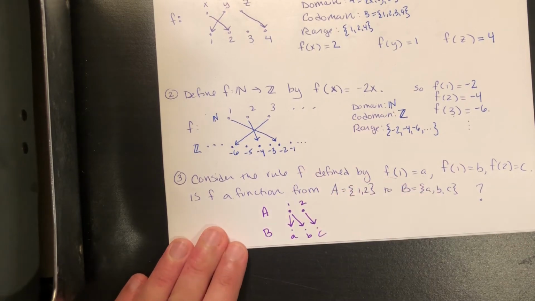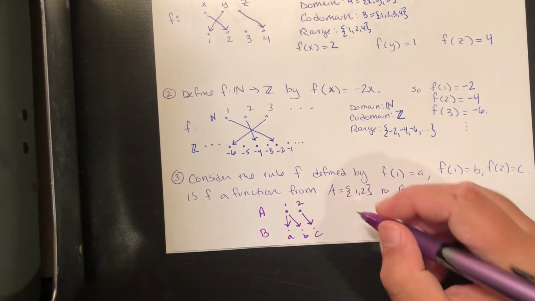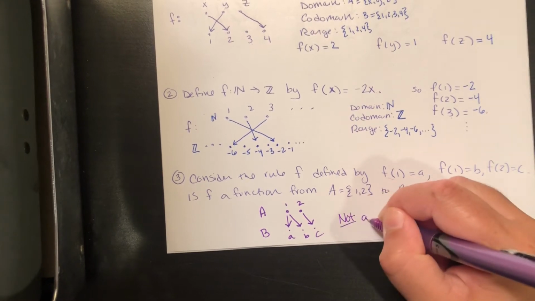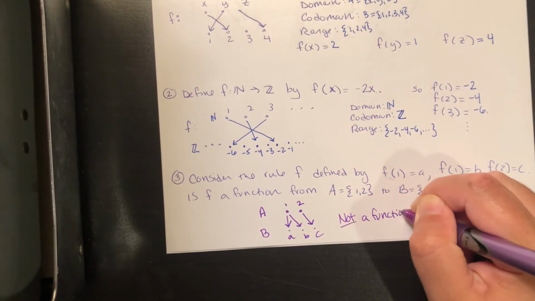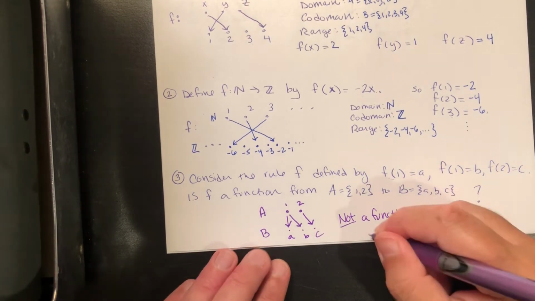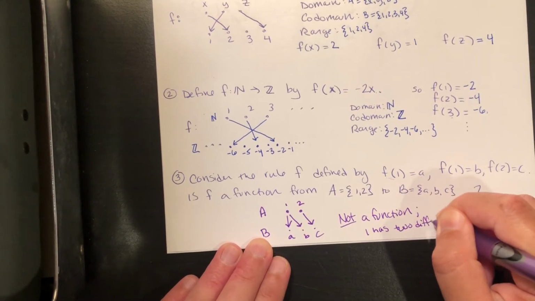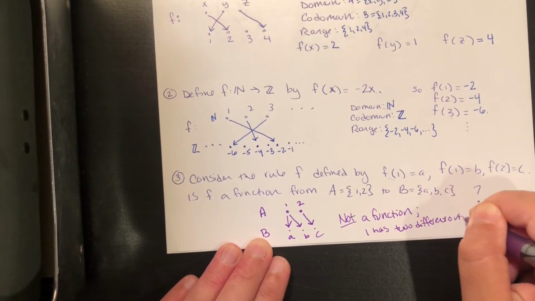Is this a good rule? Is this going to be well defined? No, because where's 1 supposed to go? Is it supposed to go to a or to b? This isn't well defined. I don't know where 1's going to. So not a function. Remember, each input needs to have exactly one output. 1 has 2 different outputs, and that's not allowed in a function.